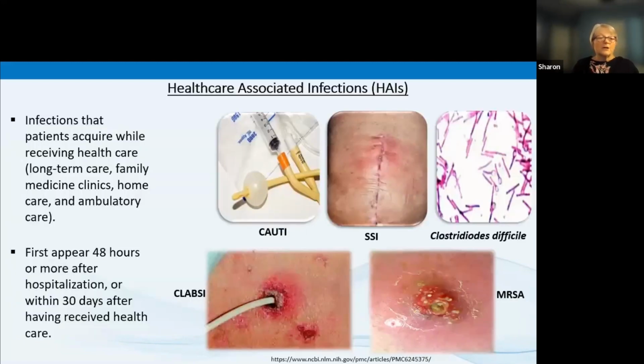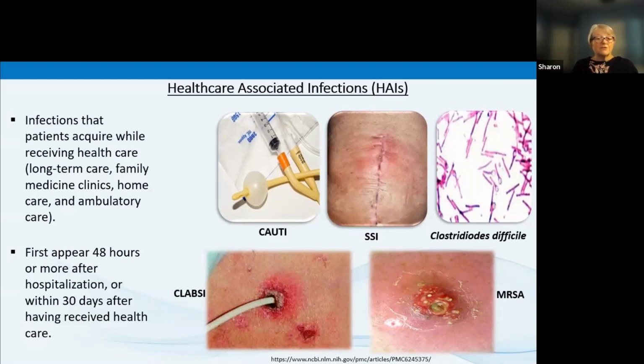Now let's talk a little about healthcare-associated infections, or HAIs. They're infections that patients acquire usually within 48 hours or more after hospitalization while receiving care in, honestly, any setting. Surgical site infections, SSIs, occur within 30 days after receiving care or up to 1 year after receiving an implant. Now, HAIs are often associated with medical or surgical procedures where devices are used.